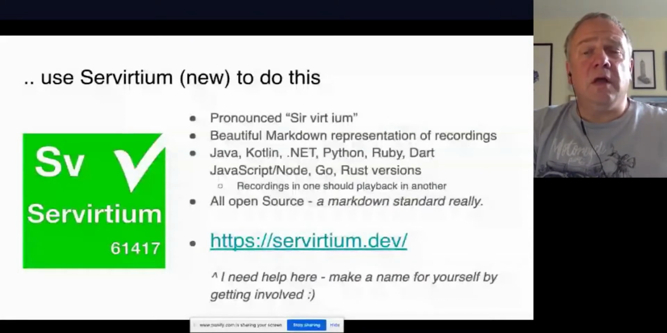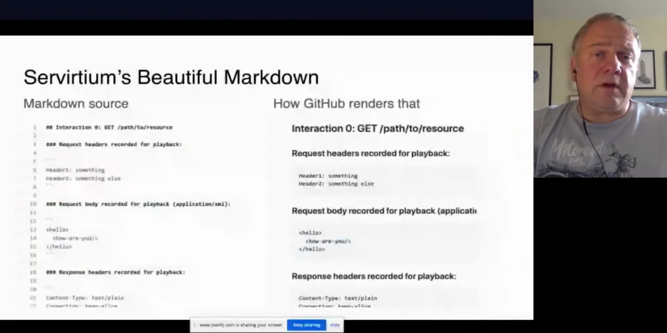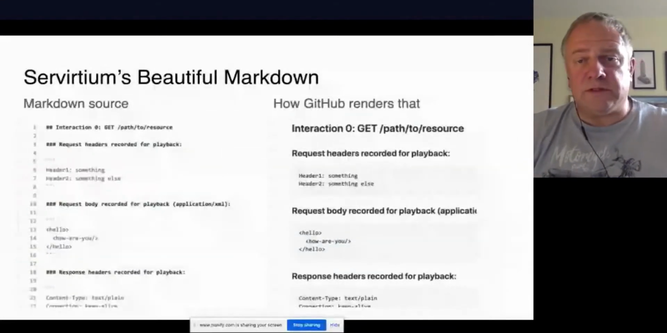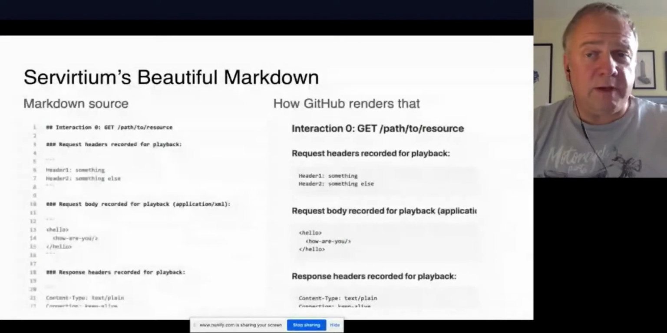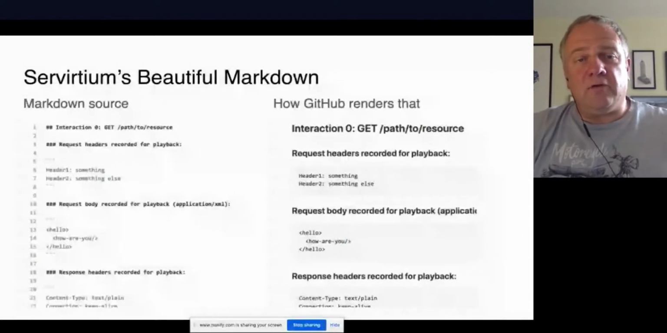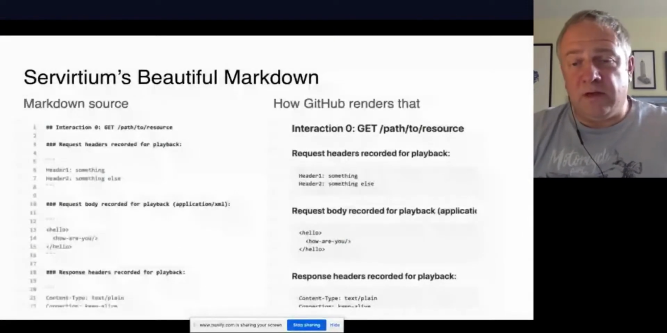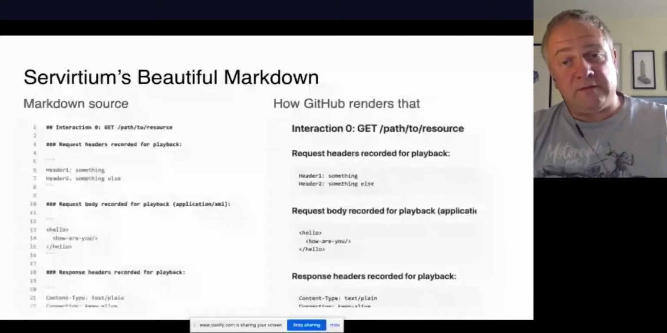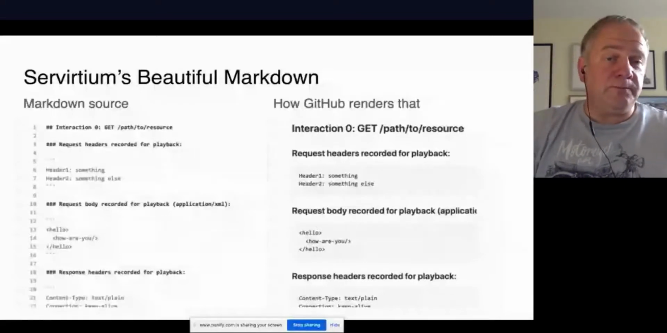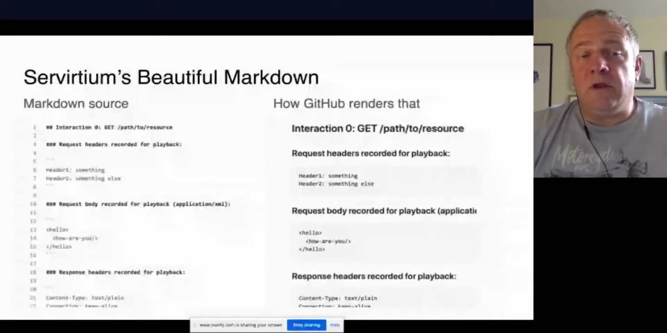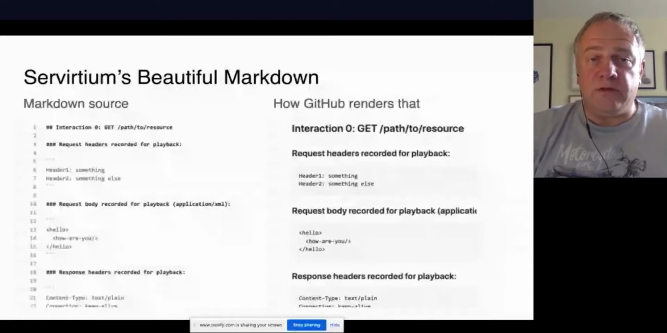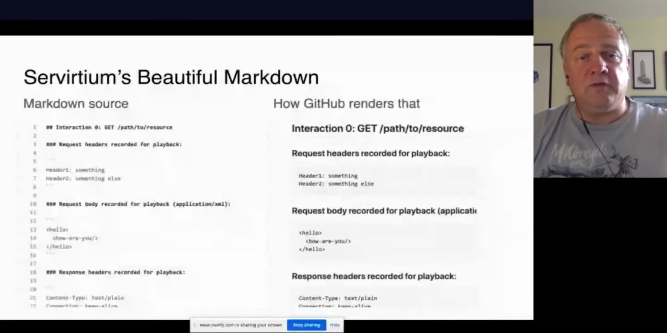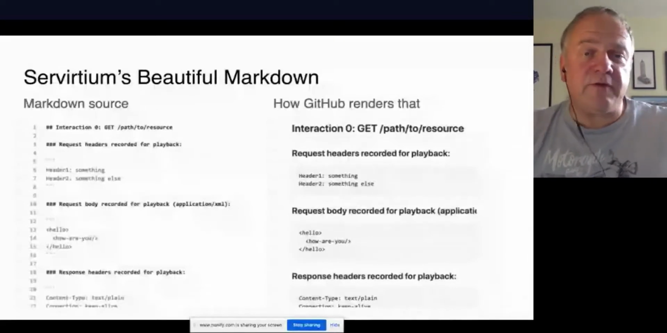So let's have a look at Servirtium's beautiful Markdown. Again, this talk is for technical, agile people who understand or can do, or have once or previously participated in, coding as an activity and commits, or still do. Anyway, so Markdown is on the left. It's human typed normally, but in this particular case, we're writing it from Servirtium. But it's human readable, definitely.